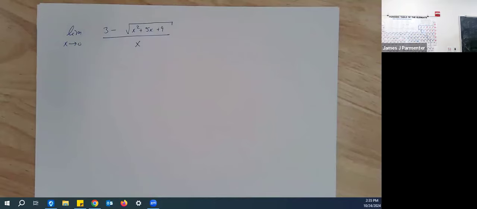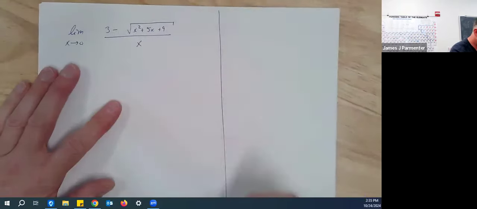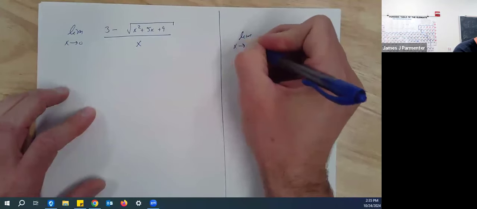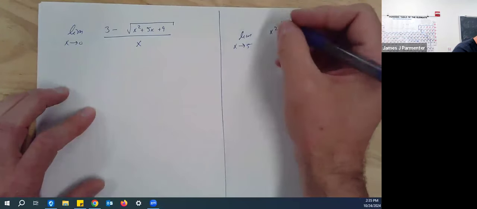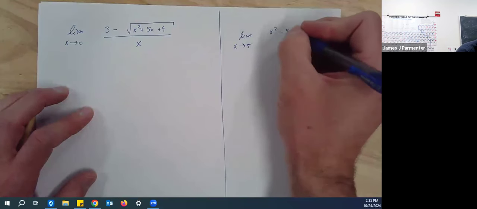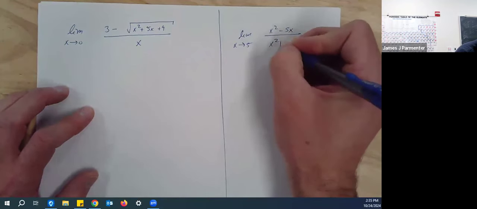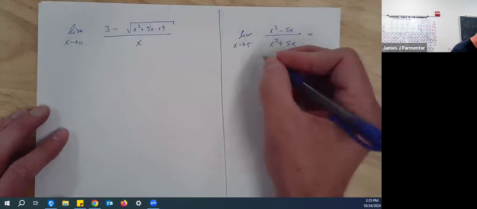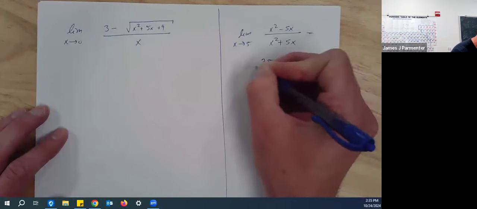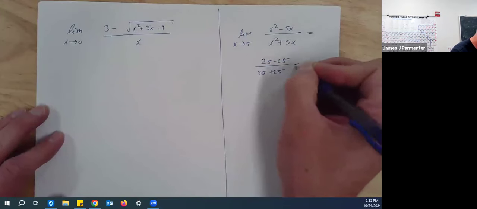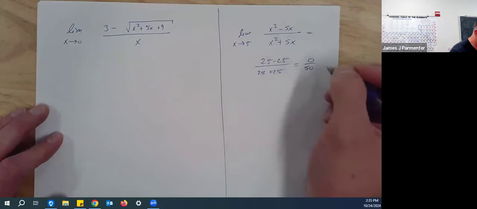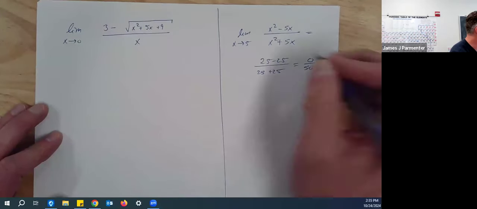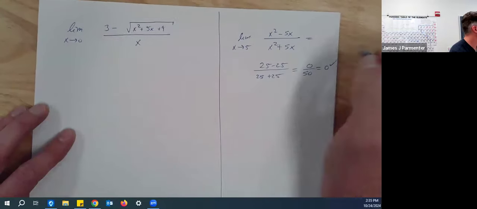0 is beautiful. We love 0. 0 is great. If my limit were, say, the limit as x approaches 5 of x squared minus 5x over x squared plus 5x, we wouldn't do any silly factoring, even though we could, because before we did any factoring, we plug in 5. If you plug in 5, you get 25 minus 25 over 25 plus 25, which is equal to 0 divided by 50, and 0 divided by not 0 is 0. And 0 is a lovely, wonderful, beautiful answer.